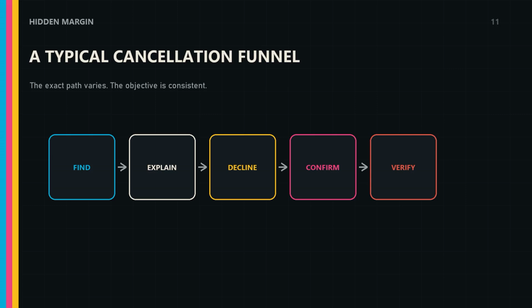A typical path begins with discovery. Find the account page, locate billing, open membership settings, then explain. Choose a reason. Next, decline an alternative. Continue past warnings. Confirm the cancellation. Finally, verify that the account actually shows an end date. The exact path changes, but each stage creates another chance to abandon the attempt.